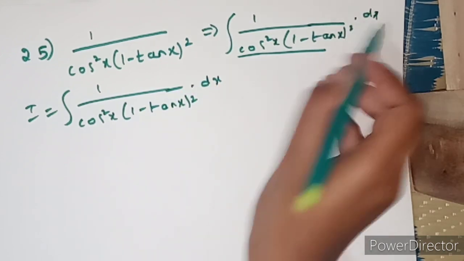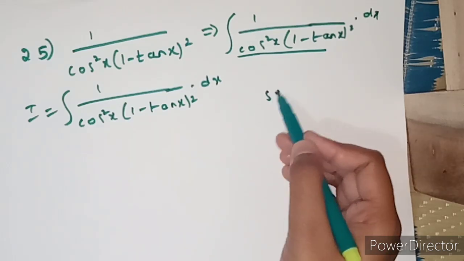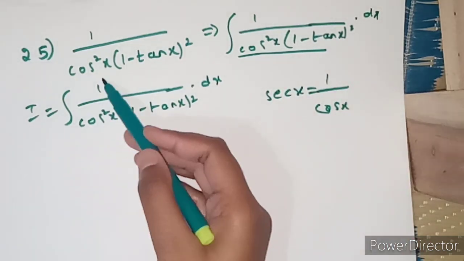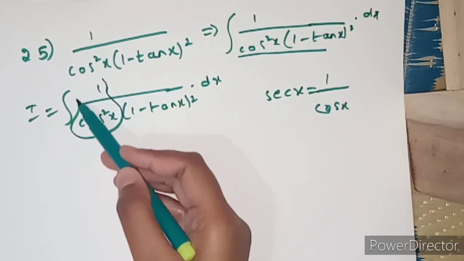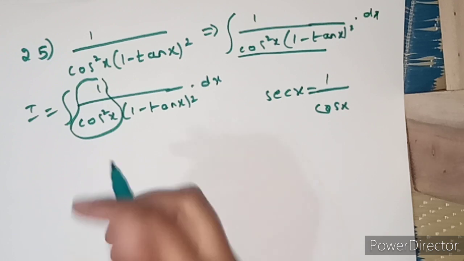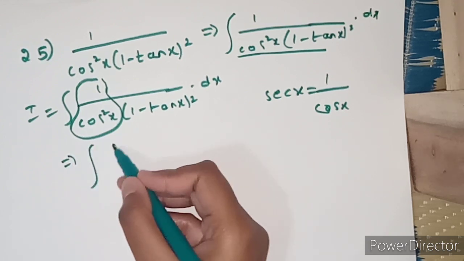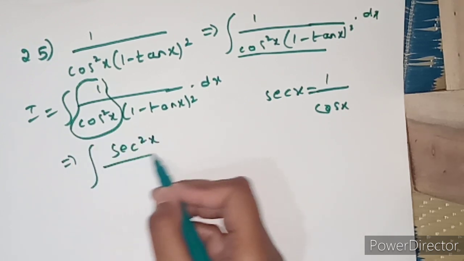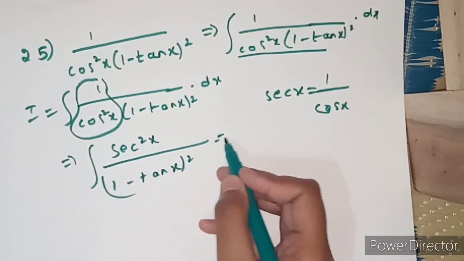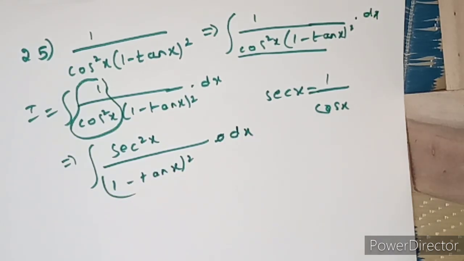Now secant x is nothing but the reciprocal of cos x. Here we have 1 upon cos square x, so we can write this 1 upon cos square x as secant square x. So secant square x upon (1 minus tan x) whole square into dx.